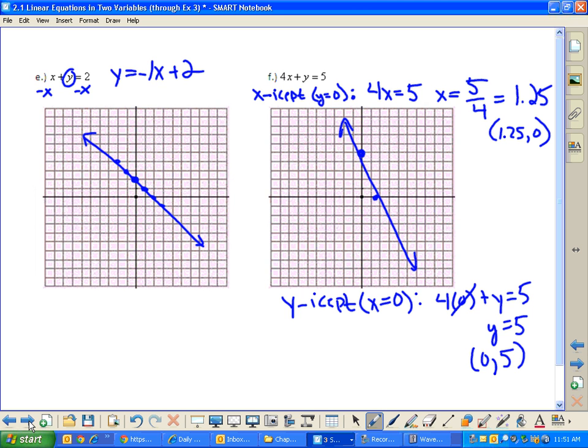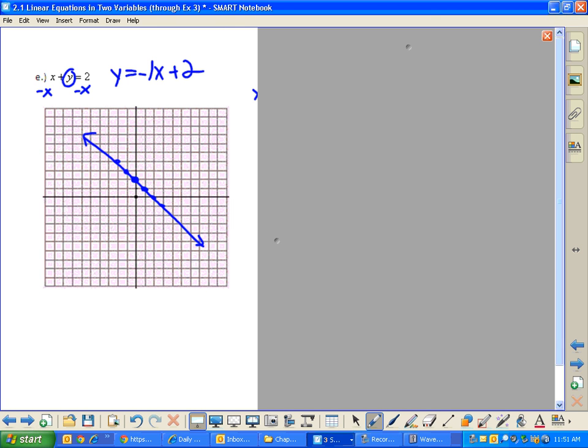All right, so the first, for instance, that I wanted to show you was part E. And what you're going to see in part E, see the equation x plus y equals 2. And you're like, what's up with that? It's not in y equals mx plus b form. I can't find the slope, and I can't find the y-intercept. What you could do is just solve it for y. It's real quick and easy.